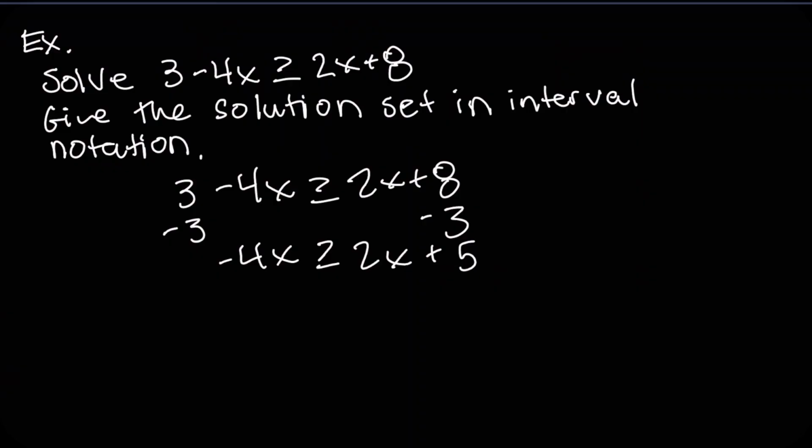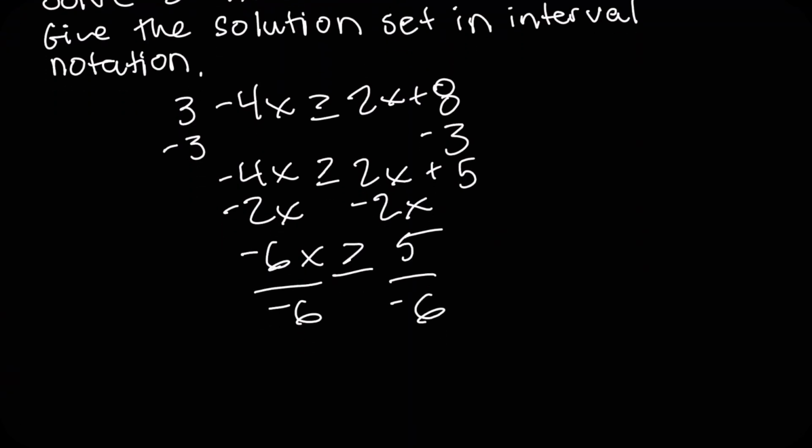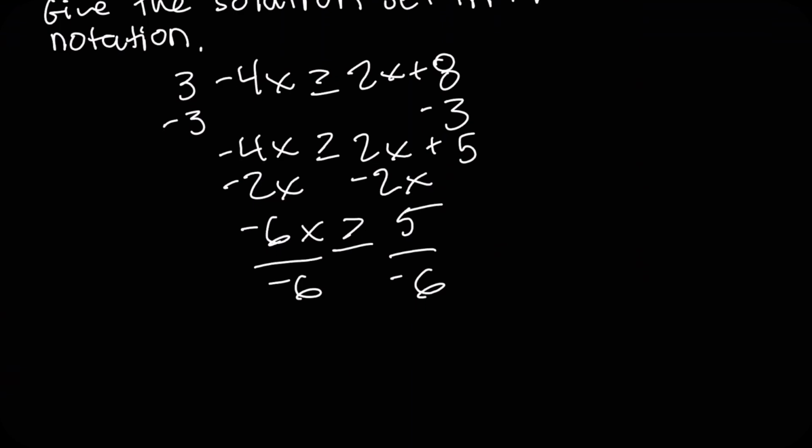Then go ahead and subtract 2x, which will leave us with negative 6x is greater than or equal to 5. Now divide by negative 6. And since we're dividing by a negative, you want to make sure you flip your sign. So x is going to be less than or equal to negative 5/6.